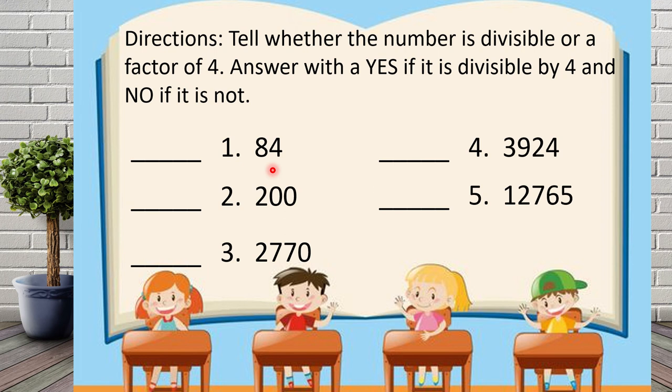For number 1, we have 84. For number 2, we have 200. For number 3, we have 2,770. For number 4, we have 3,924. And for number 5, we have 12,765. Okay, kumuha na ng papel at saka ballpen. Pwedeng papel, pwede ring notebook.